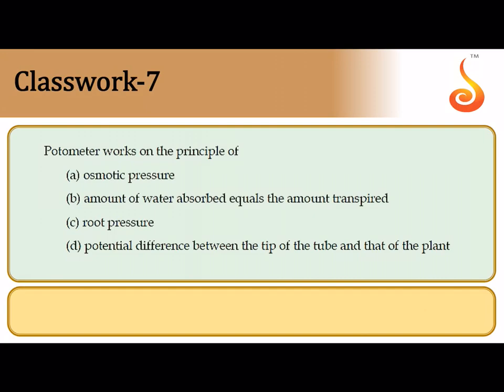Potometer works on the principle... Now, potometer is an instrument, or an apparatus or a setup that is used to demonstrate the process of transpiration. As the plant undergoes transpiration, you can see the change in the level of water. So it works on the principle that the amount of water absorbed by the plant is equal to the amount that is transpired. It also tells us how the plant absorbs water from the roots, because it is driven by a pull that is created by the process of transpiration, which we now know as the transpiration pull.